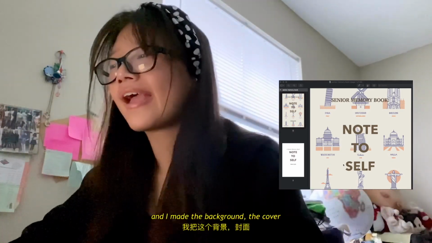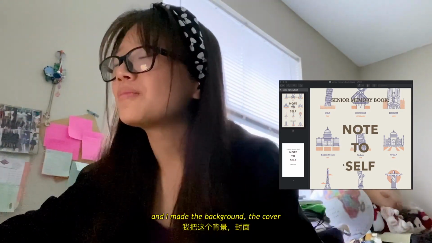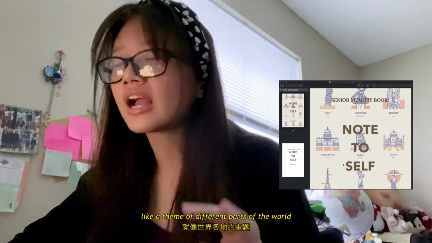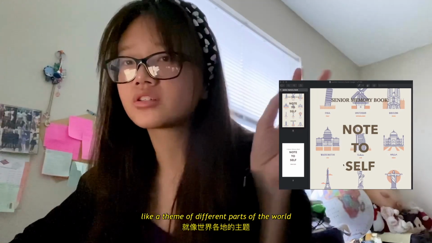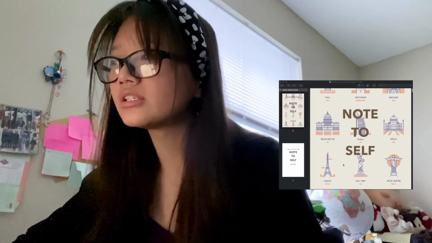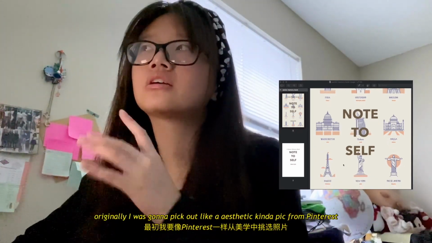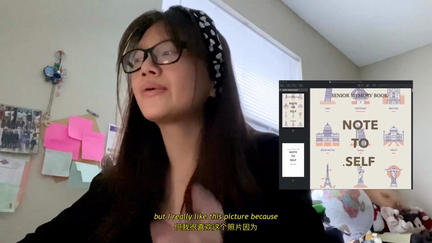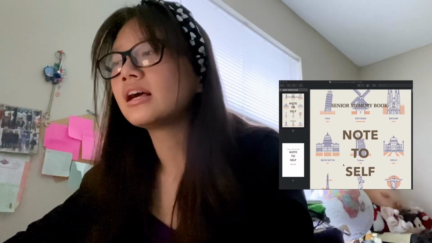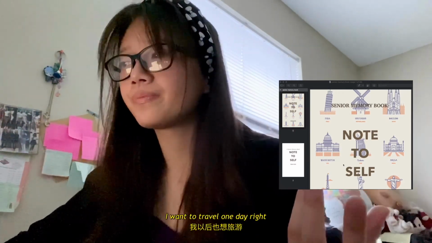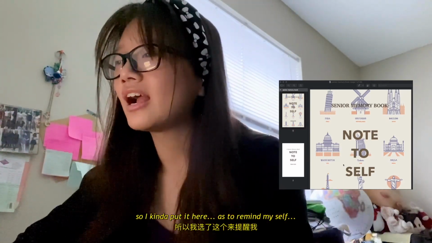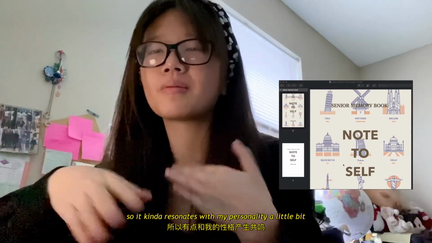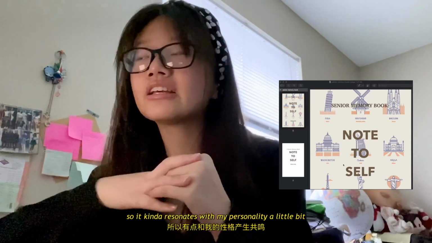So yeah. And I made the background, the cover, into this, how do I call this? Kind of like a theme of different parts of the world. Originally, I was gonna pick out an aesthetic kind of pic from Pinterest, but I really like this picture because I want to travel one day, right? So I kind of put it here to remind myself. So it kind of resonates with my personality a little bit.